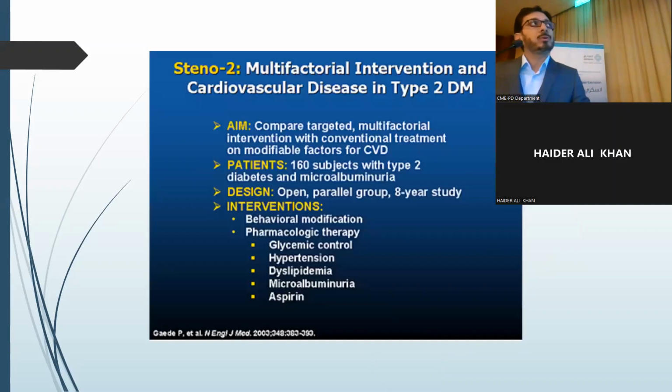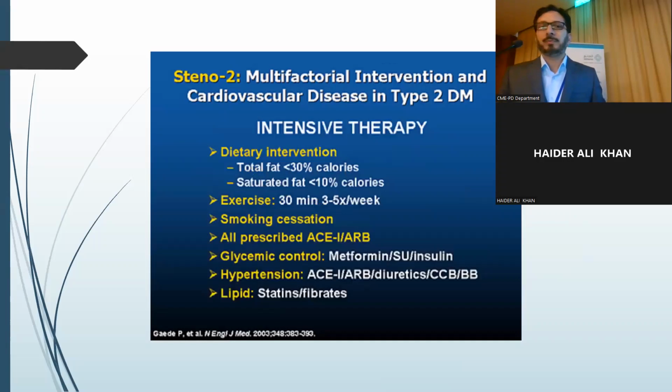Now, I'll quickly go through these very old studies. The Steno-2 trial looked at multifactorial interventions in cardiovascular disease in type 2 diabetic patients. They did multifactorial intervention in these patients. The interventions were behavioral modification and pharmacological therapy to control glucose, hypertension, dyslipidemia, microalbuminuria, and aspirin. They followed these patients for 8 years.